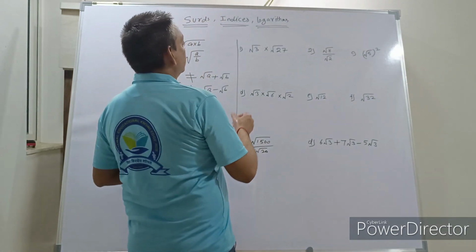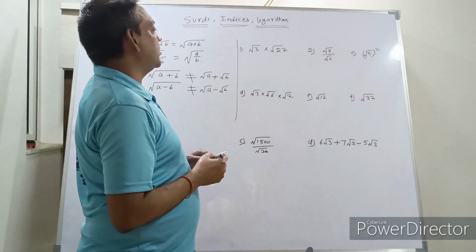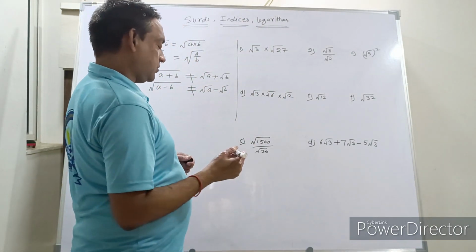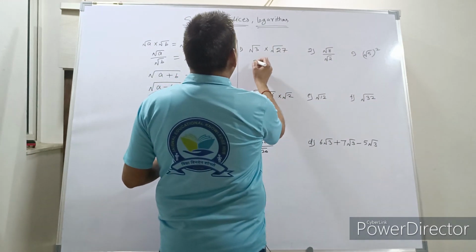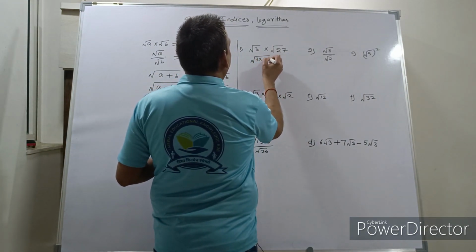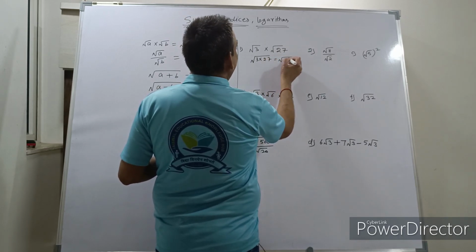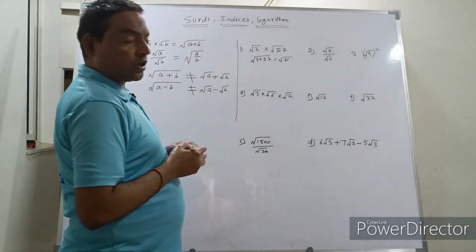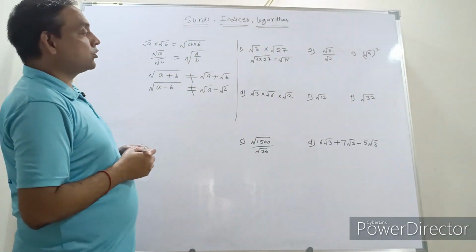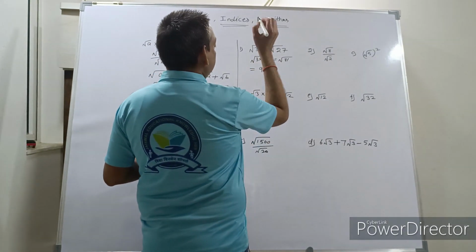So now see, whenever you get the sum, this is also square root, this is also square root, so we can directly multiply inside the bracket. So root 3 into root 27 becomes root of 3 into 27, that becomes root 81, and what is the square root of 81? Square root of 81 is equal to 9, so the final answer is 9.